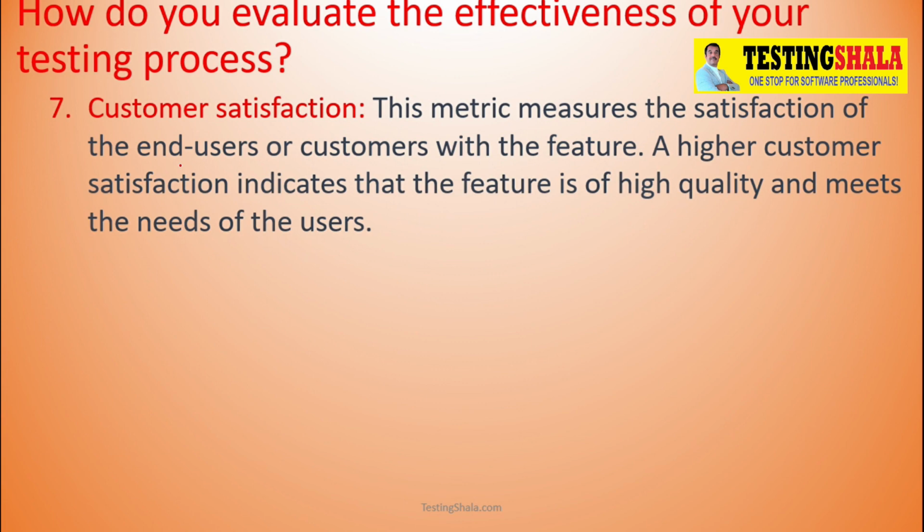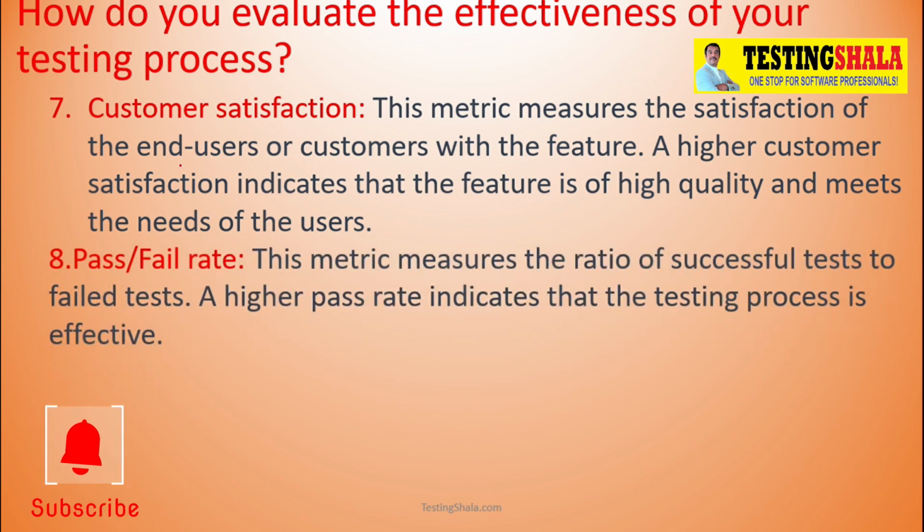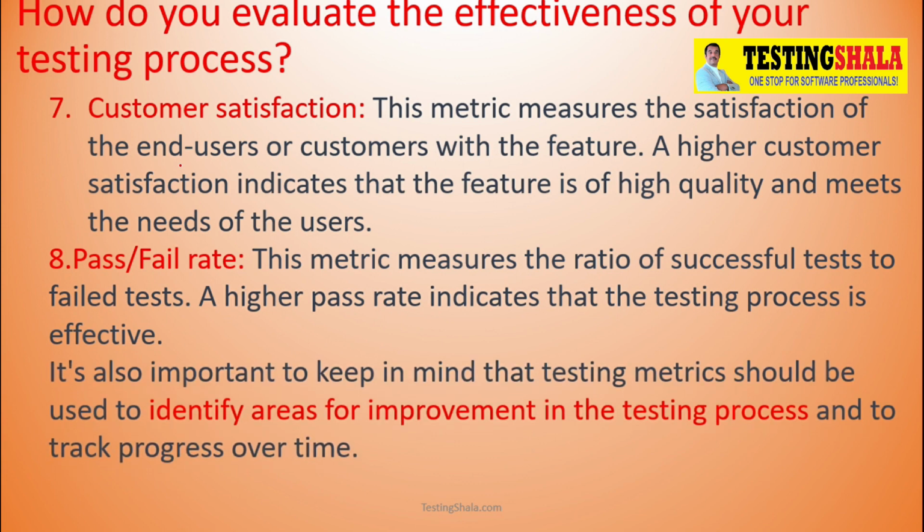And the eighth one is pass or fail rate. This metric measures the ratio of successful tests versus failed ones. A higher pass rate indicates we have a good amount of effective testing processes. Apart from the above metrics, we should also keep looking for any additional metrics we can bring into the system that would guarantee we can easily measure the overall quality perspective by using various testing metrics in your project.